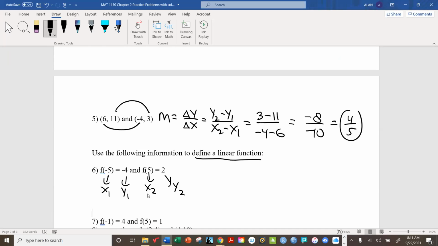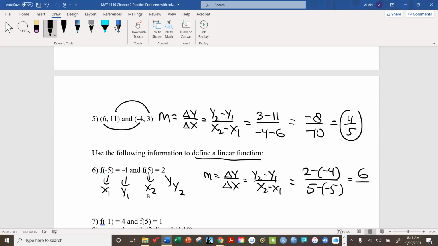This is a slightly disguised version of what we just got through doing up here. By writing it as f of -5, that tells me that x is -5 and y is -4. Over here, that means that x is 5 while y is 2. So now you can calculate the slope. You have 2 minus minus 4 over 5 minus minus 5. This is actually 2 plus 4, and this is 5 plus 5. So the slope is 3/5.